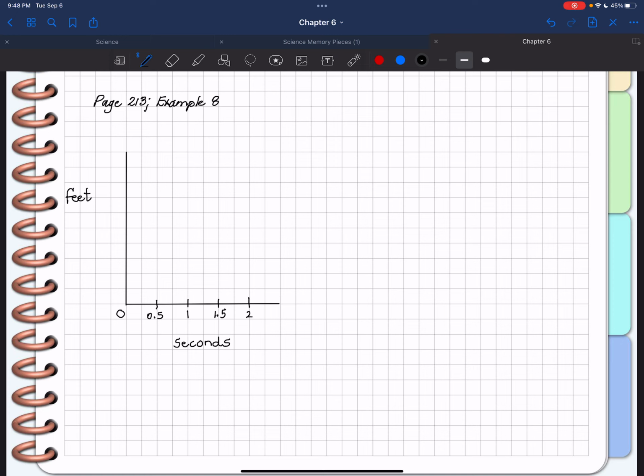And we have 4, 8, 12, and 16. And they've plotted a graph for us that goes from 0, 0 up to 16. And then it comes back down at 2, 0.